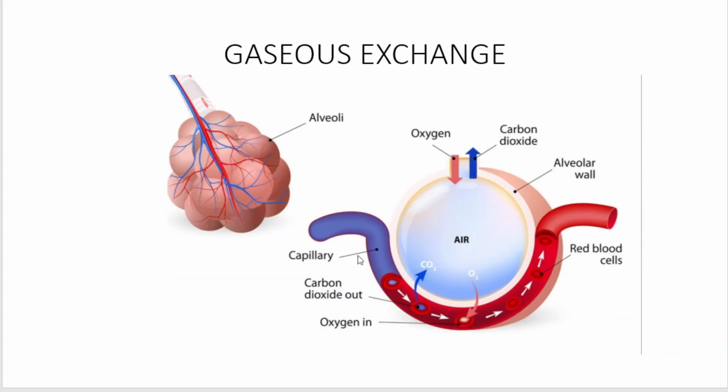Gaseous exchange takes place at the site of the alveoli. Alveoli are very small sac structures which have only one cell thick lining, and they are covered with a complex network of capillaries. Capillaries also have a very thin lining of cells. This thin surface allows the diffusion of oxygen from alveoli to capillaries.